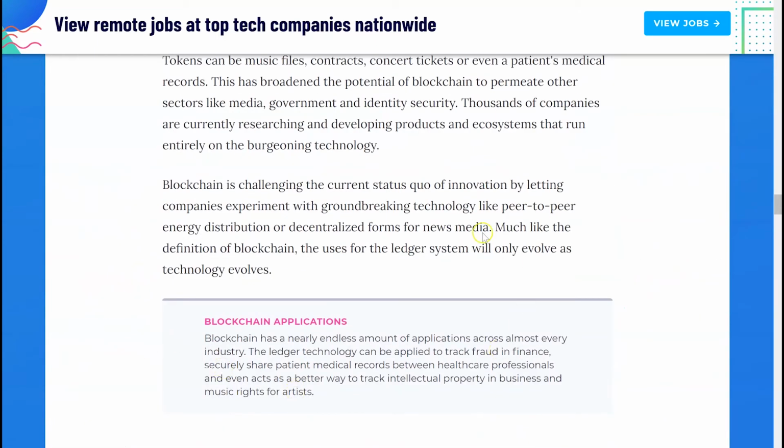So I'm not going to go over the history. Here, I'll read this last part. What does it say? Blockchain applications. Blockchain has a nearly endless amount of applications across almost every industry. The ledger technology can be applied to track fraud in finance, securely share patient medical records between healthcare professionals, and even act as a better way to track intellectual property in business and music rights for artists.